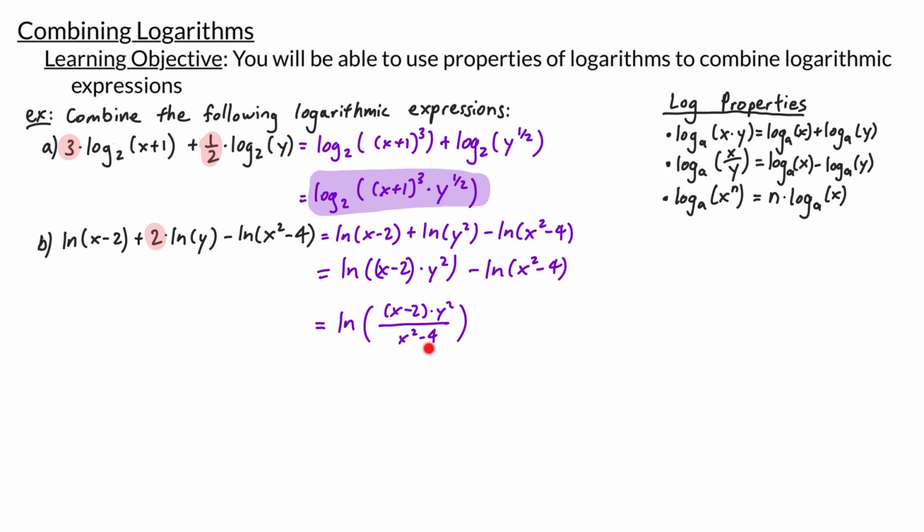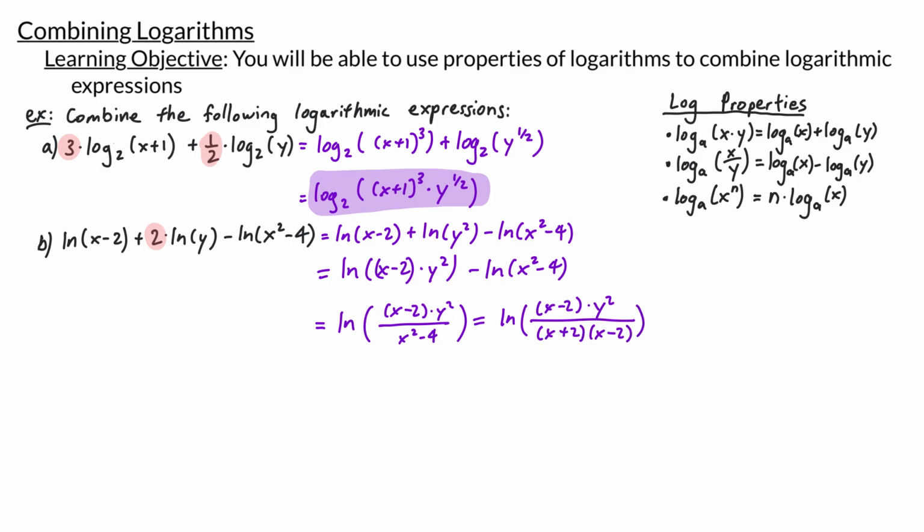One thing that we can do with this x squared minus 4 is we can factor it. It's a difference of squares, so we can factor it as x plus 2 times x minus 2. So let's rewrite our fraction here. We have ln of x minus 2 times y squared divided by x plus 2 times x minus 2.